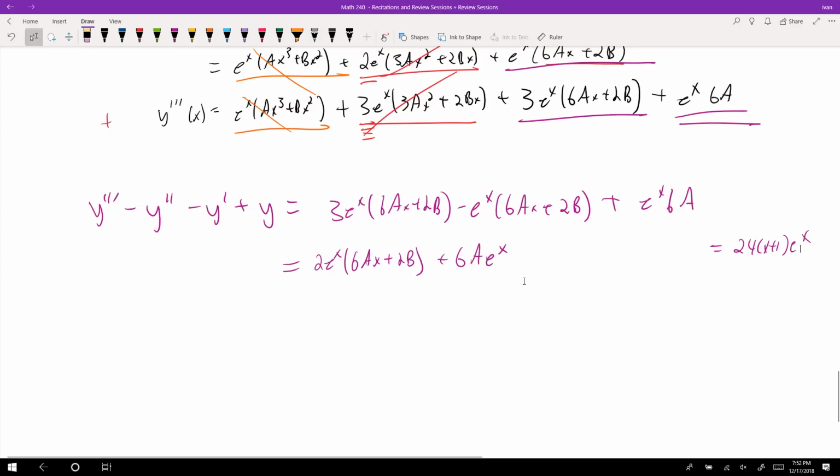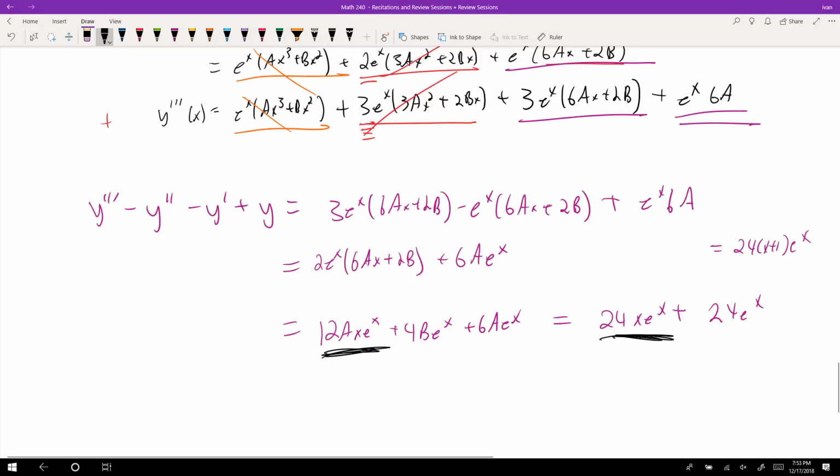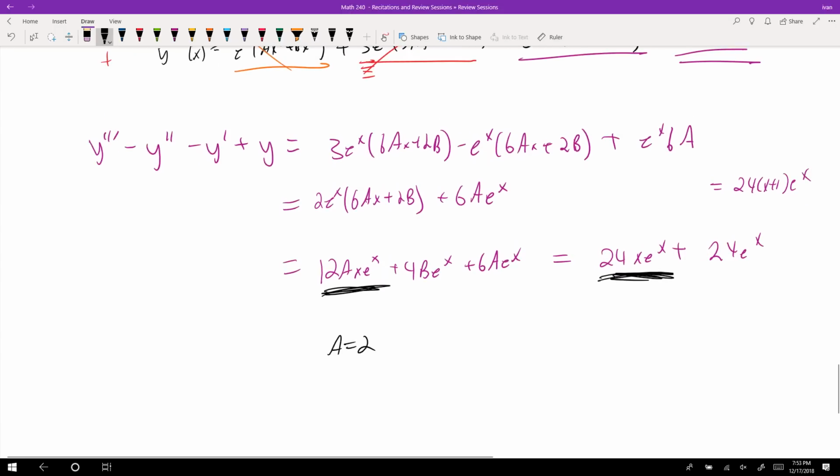All right, so now you have this going on, and you get the following: 12a x e to the x plus 4b e to the x plus 6a e to the x is equal to, and then this right hand side is really 24x e to the x plus 24e to the x, so we're multiplying that out. So the only x e to the x term comes from this 12a. So that tells me a is equal to 2. Isn't it 18? No, it's 24. No. So a is equal to 2, and then what now?